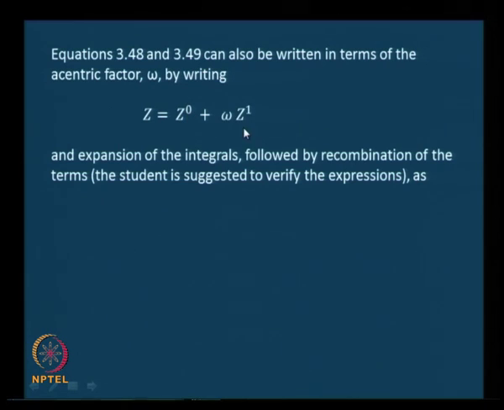What I would like you to do is substitute Z equals Z0 plus omega times Z1 in the previous equations 348 and 349 and group the terms appropriately in the integrals and get at the actual expressions. It is good for you to do that because I am not going to give the complete derivation here. Convince yourself that whatever I am going to present next is what you are actually getting.